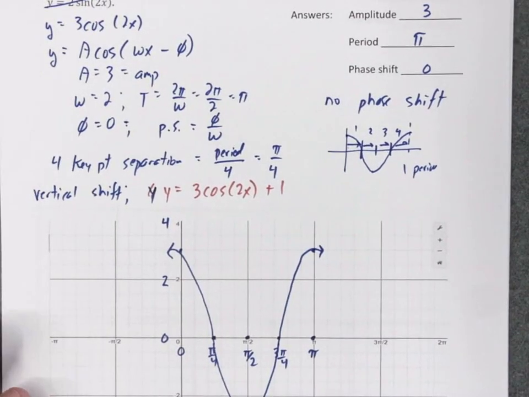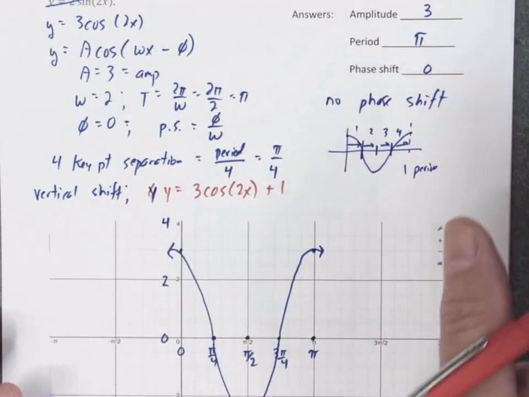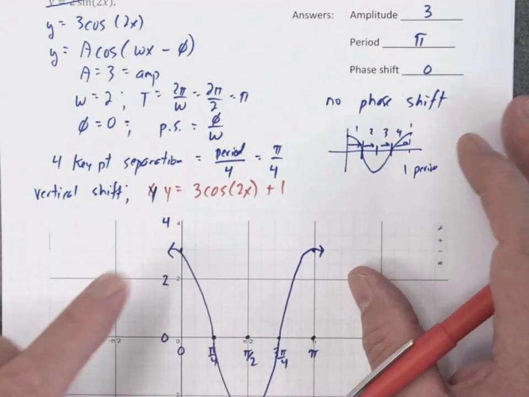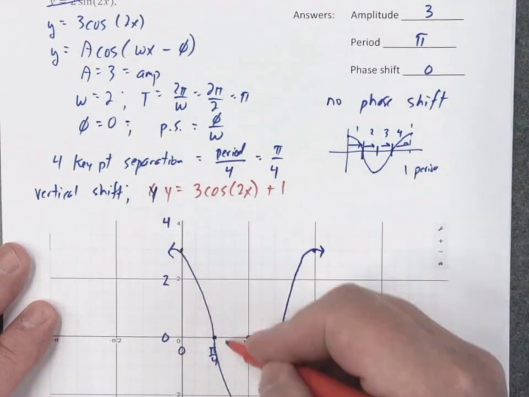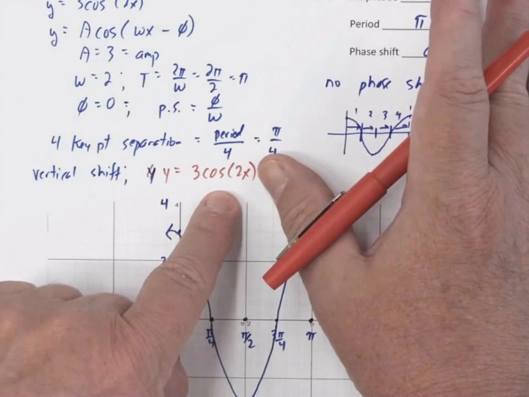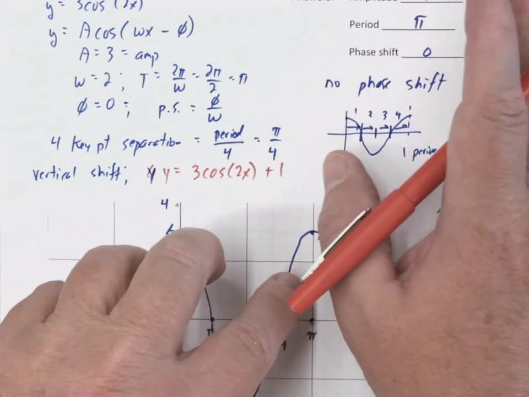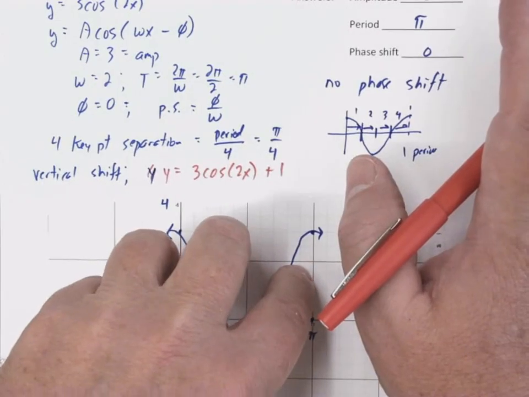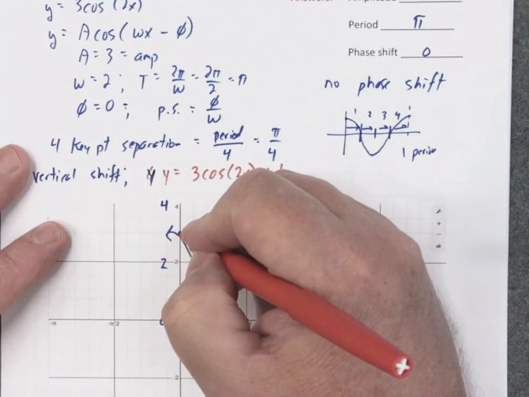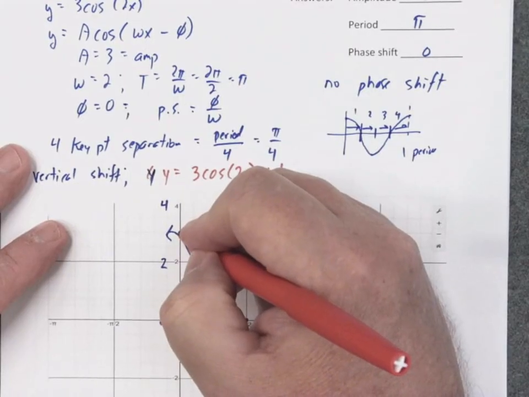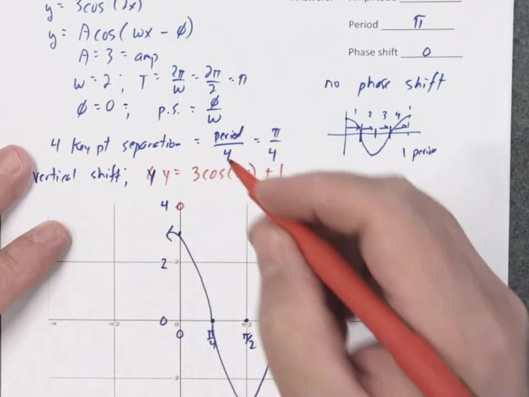Now once again, if I'm going to graph this, what I do is I ignore the vertical shift at first. So if I was trying to graph this problem, I would ignore the vertical shift and do the graph of 3 cosine 2x. And then I'm going to come in and now simply move this whole graph up 1. Now what I do is I will take my key points, like this one is going to go from here to here.